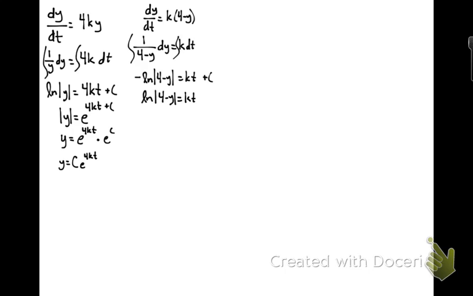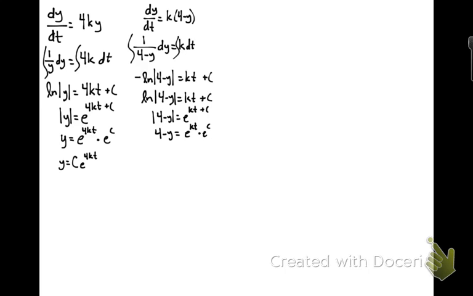And remember that c is just a constant, so since I don't know anything about it, when I divide it by a negative, it's still just some constant that remains unknown. If I convert this to exponential form, then the absolute value of 4 minus y is equal to e to the kt plus c. But e to any power has to be positive, so I can drop the absolute value bars. 4 minus y must equal e to the kt times e to the c. Notice I'm taking some liberties here.